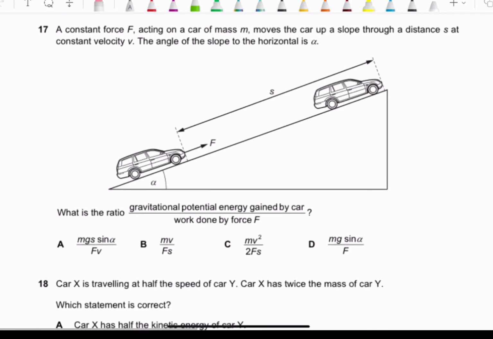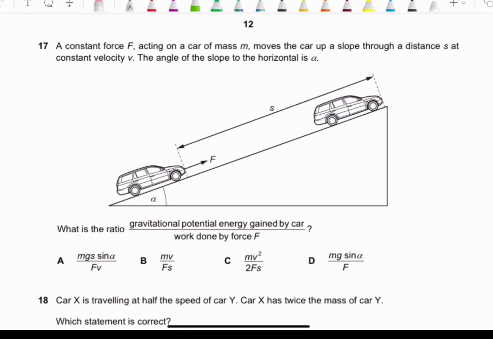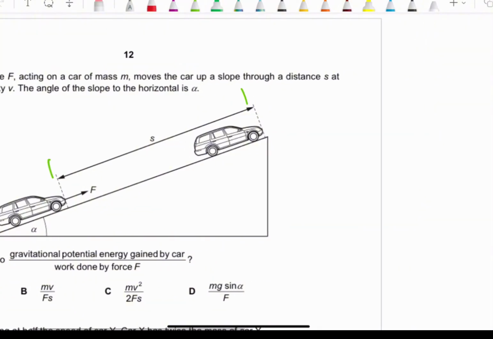Okay, move on to question 17. We're given a constant force F acting on a car of mass m through a distance of s, at constant velocity v. The angle of the slope is alpha. What is the ratio of the gravitational potential energy gained by the car over the work done by force F? So force F does work through the distance s. It's going to be F multiplied by s, so it's going to be Fs.